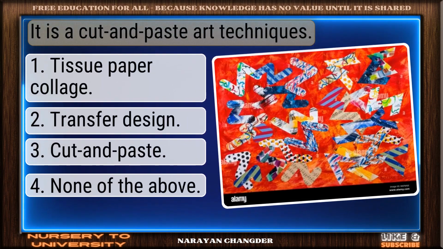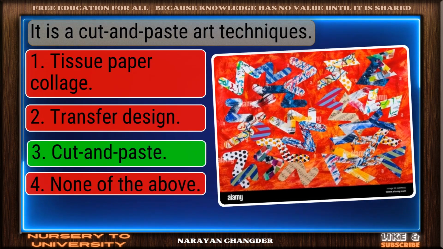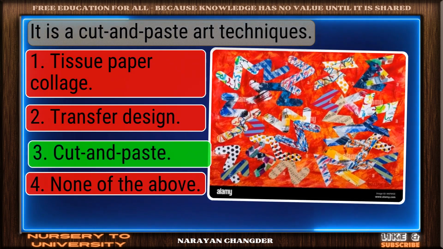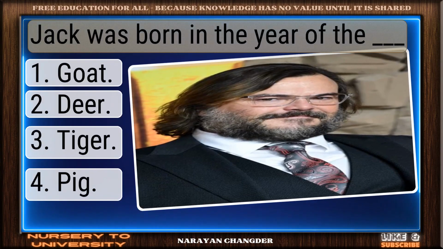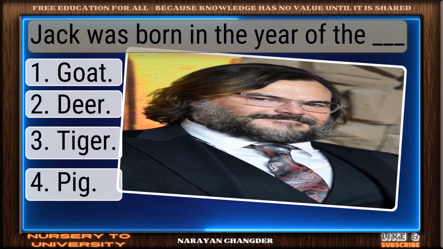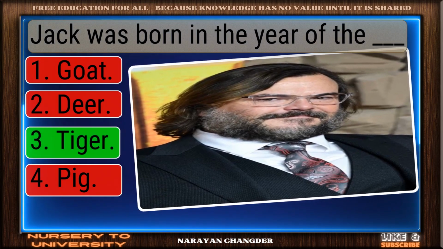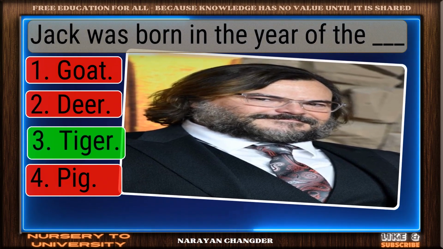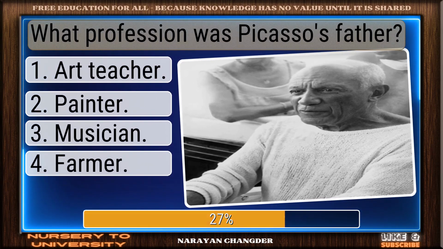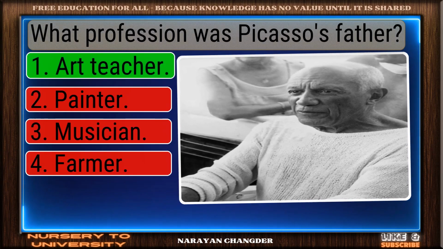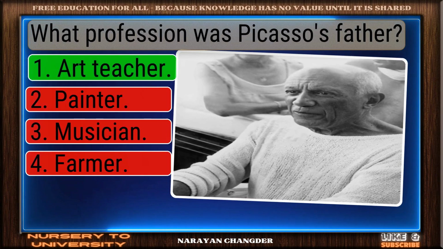It is a cut and paste art technique. Great thinking. Cut and paste is the right choice. Jack was born in the year of the dash. Right choice. Tiger is the best answer. What profession was Picasso's father? You're right. Art teacher is the correct answer.